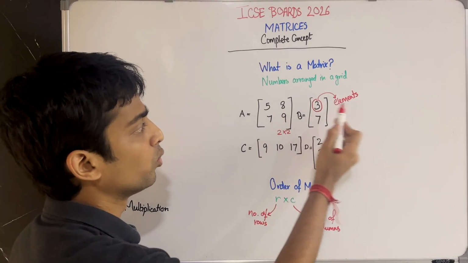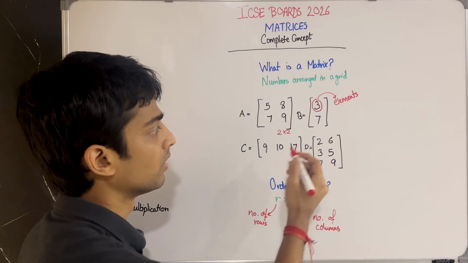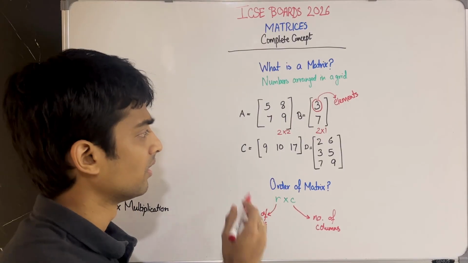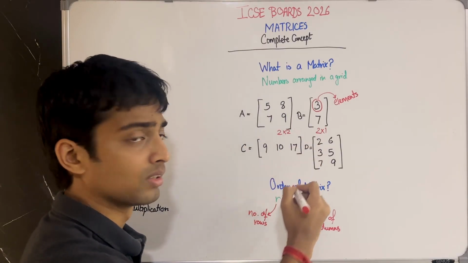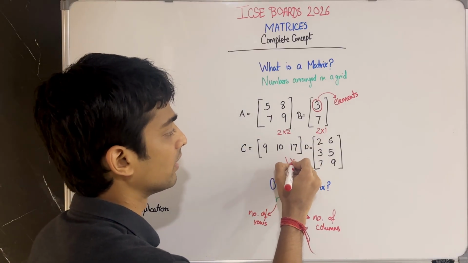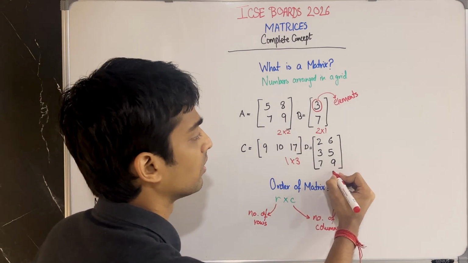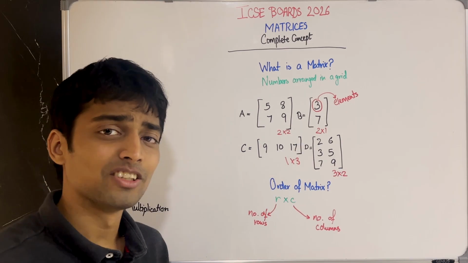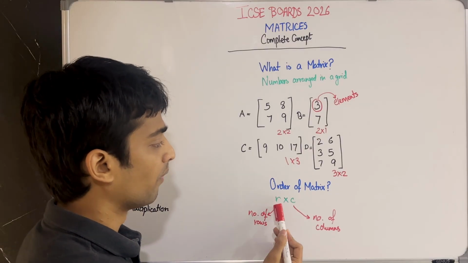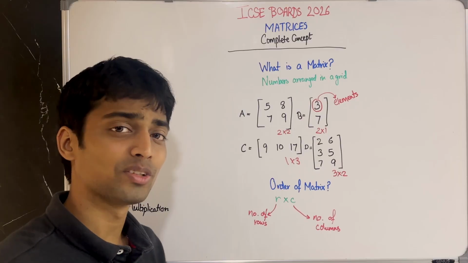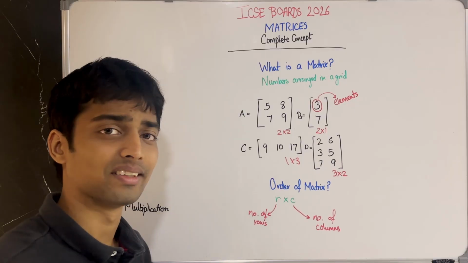For B, 2 rows, 1 column. So it will be 2 by 1. For matrix C, 1 row, 3 columns. So it will be 1 by 3. For matrix D, 3 rows, 2 columns. So 3 by 2. Many students make a mistake over here. So always R should be first, then C. So this order matters a lot. Many students make this mistake in the exam and lose marks.